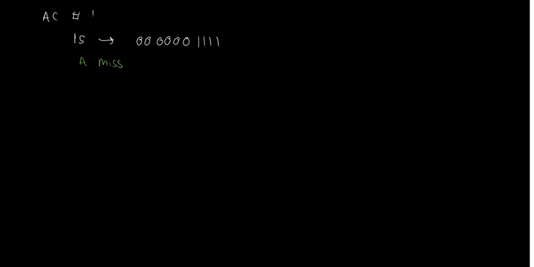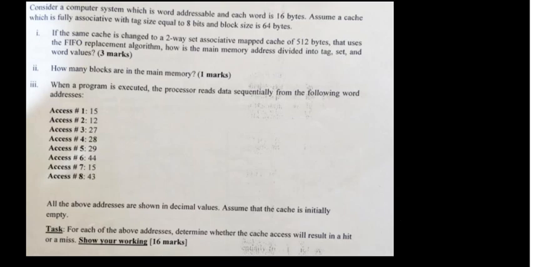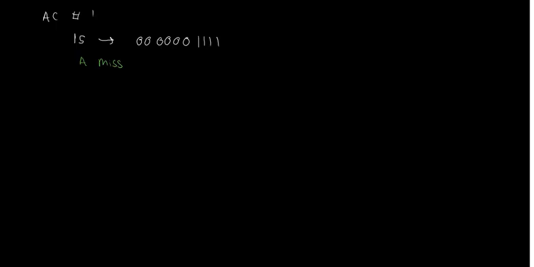Why is this going to be a miss? The reason this is a miss is because the cache is originally empty, right? We've even been told in the question, assume the cache is originally empty. We've been told this part here. So the first one is always a miss. Then we're going to have to load in the blocks that this one comes with.